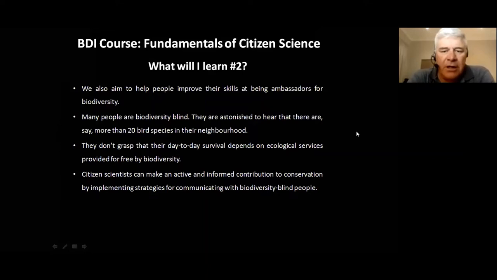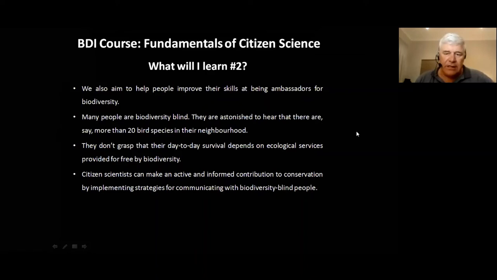I also mentioned earlier that we need to emphasize the important role that biodiversity plays in ensuring our survival on a day-to-day basis in terms of the ecological services that they provide. And they provide them for free. And one we can think of is pollination by insects and also, to a much lesser extent, by birds. And without that, there are issues relating to food security and so on.